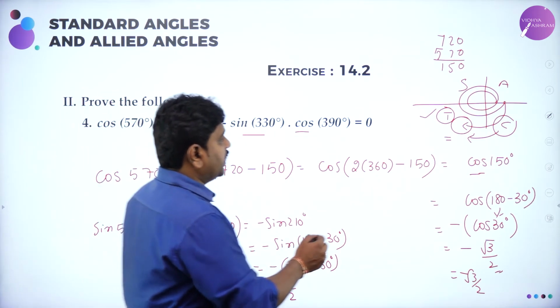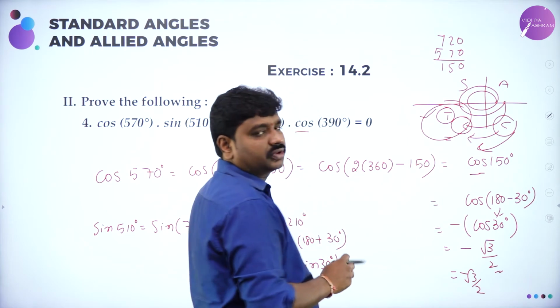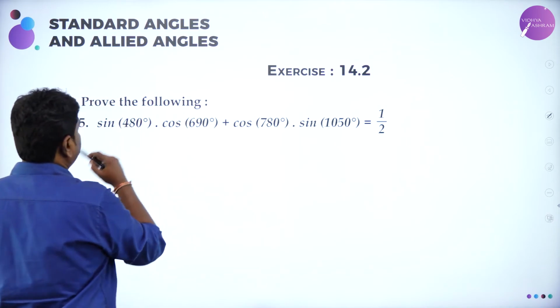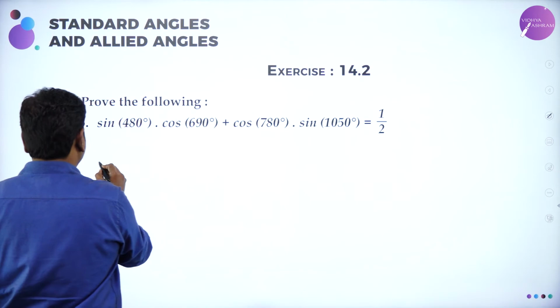Means first, we'll land to this. From here, we'll go back 150. Then we'll land here. Then it will become negative. That is the method. Next, sin 480, cos 690, cos 780, sin 1050. One by one you will find.